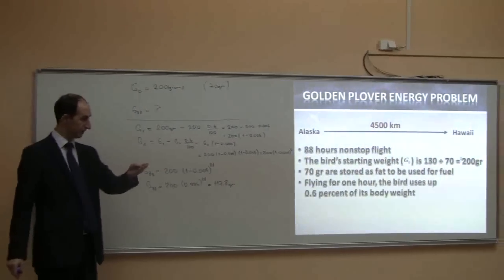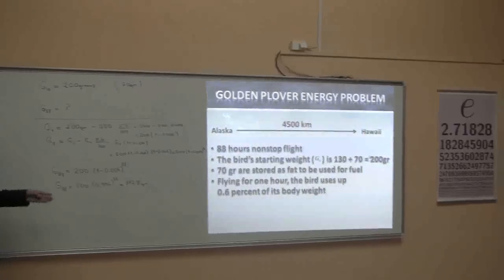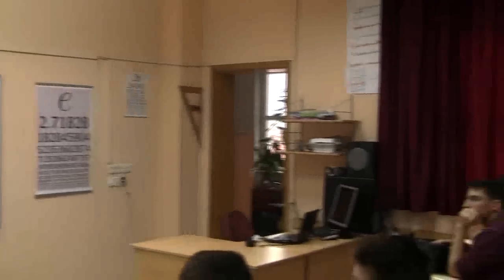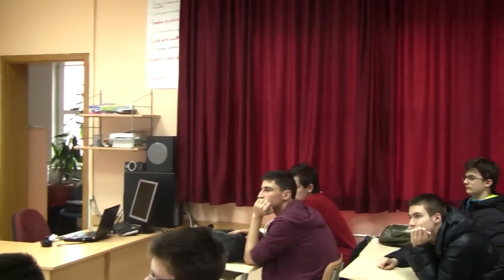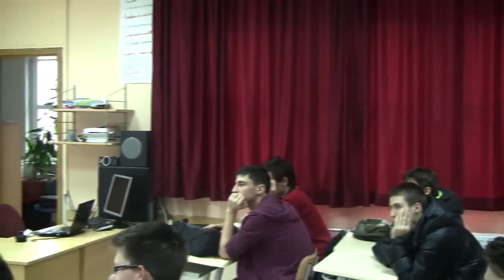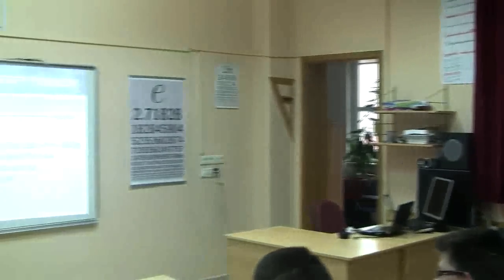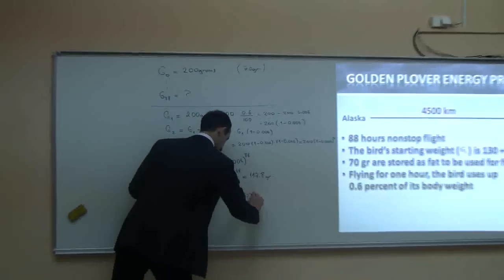Yes, it must die. Why? 88 hours later, its weight will be 117.8. So let us find the total energy, I mean, the fat consumed. At the beginning, 200. Remember, 200 minus 117.8. What's the total fat here? Times 3. What is the result? 82.2.